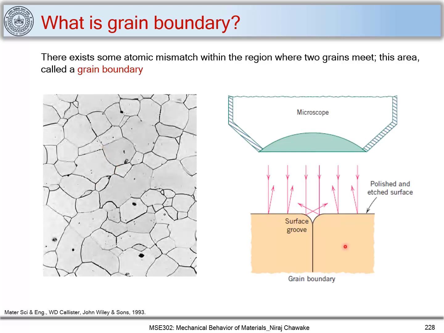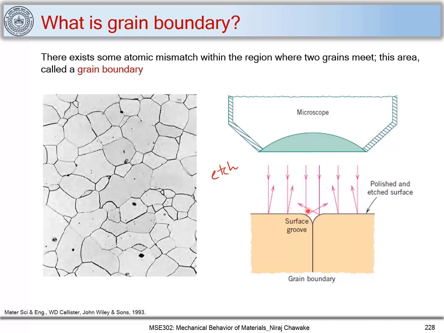We have this surface, let's say we polish this sample to a mirror finish, and then we etch it. Let me write that down. We etch this surface, and as we know, the boundary is a high energy region, so it will get etched more as compared to the surface of the grain. And thus, when we have light falling on these grains, what will happen?